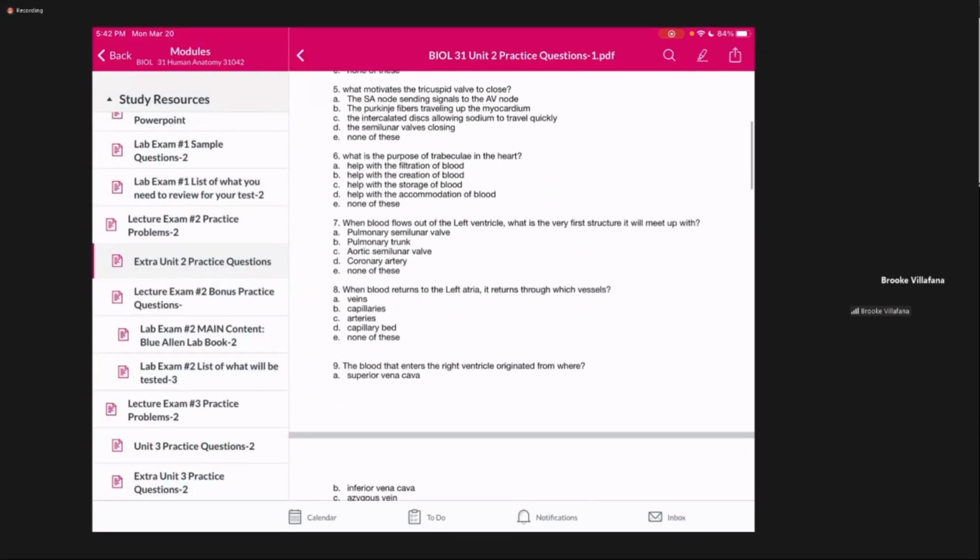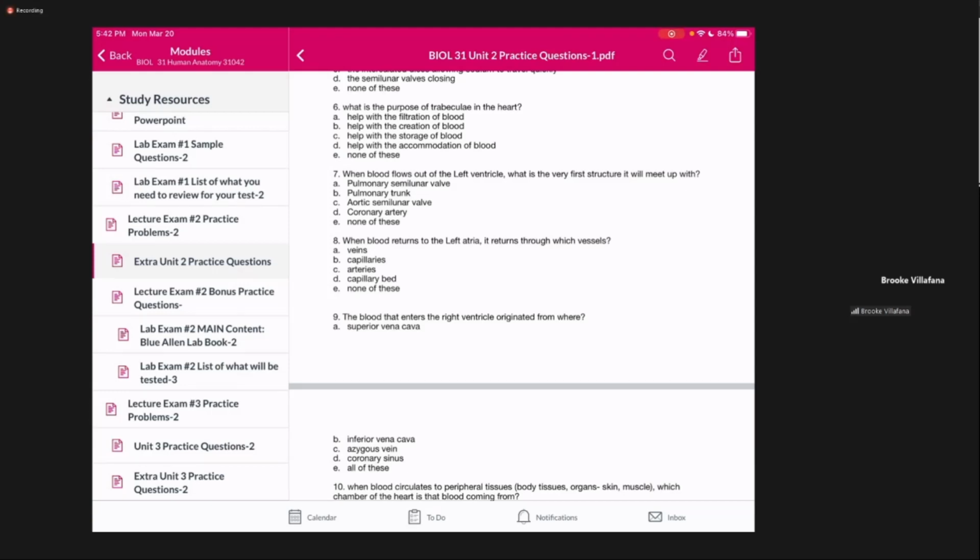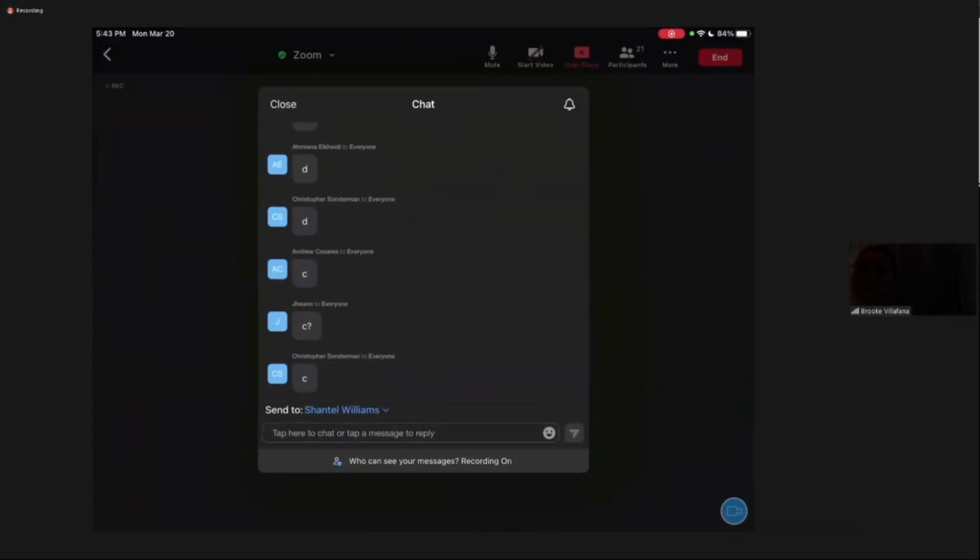Good. So trabeculae help with the accommodation of blood. They line the ventricles, and their purpose, again, is to help with the accommodation of blood. Very good. All right, so question 7. When blood flows out of the left ventricle, what is the very first structure it meets up with? So you're just gonna think about your blood flow there, right? And hopefully you all said C, right?